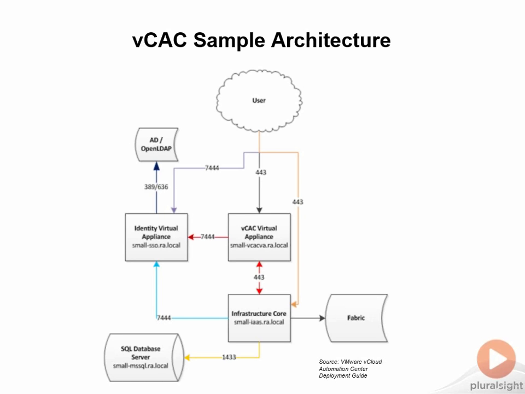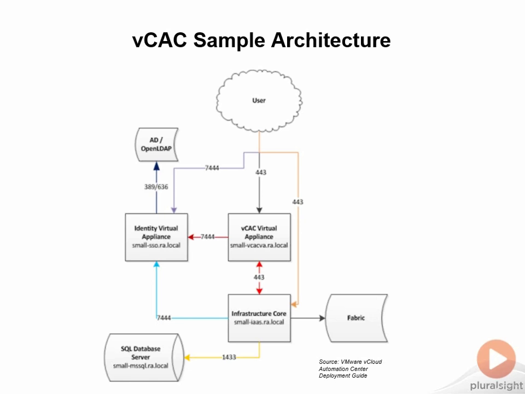You'll notice that the purple line here, 7444, which is the port for the identity appliance, the user ends up talking to the identity appliance to obtain that token. Remember to check that, and you'll see there we check against Active Directory or Open LDAP with the port numbers there, and that's the job of the identity virtual appliance.